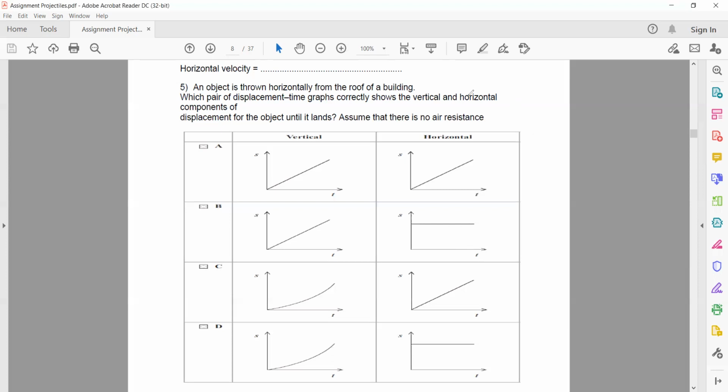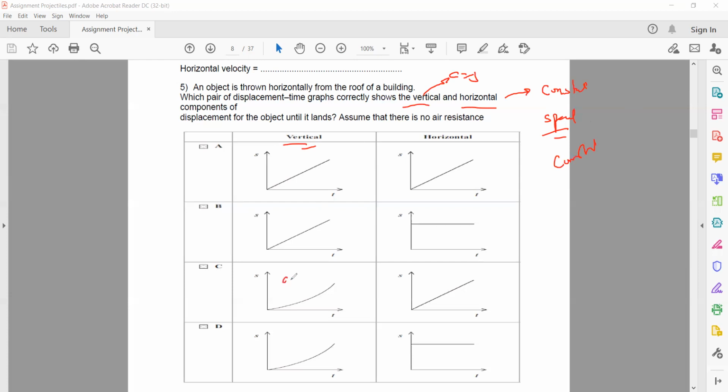So if there is no acceleration horizontally, there should be a constant speed. If there is a constant speed, speed should not change. So the slope of a displacement time graph should be constant. And for the vertical component, it is accelerating due to gravity. So what happened? It should accelerate. So which displacement time graph?